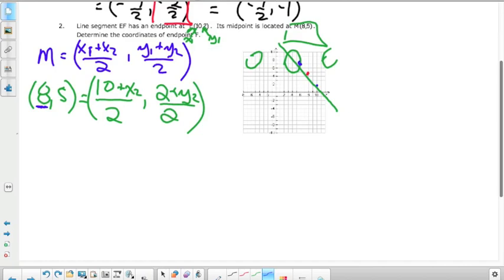What coordinate is that? That's our x coordinate, right? What's our x coordinate on the right hand side? It's this whole thing, right? That whole thing, there's our x coordinate. So we have 8 should equal 10 plus x2 over 2.